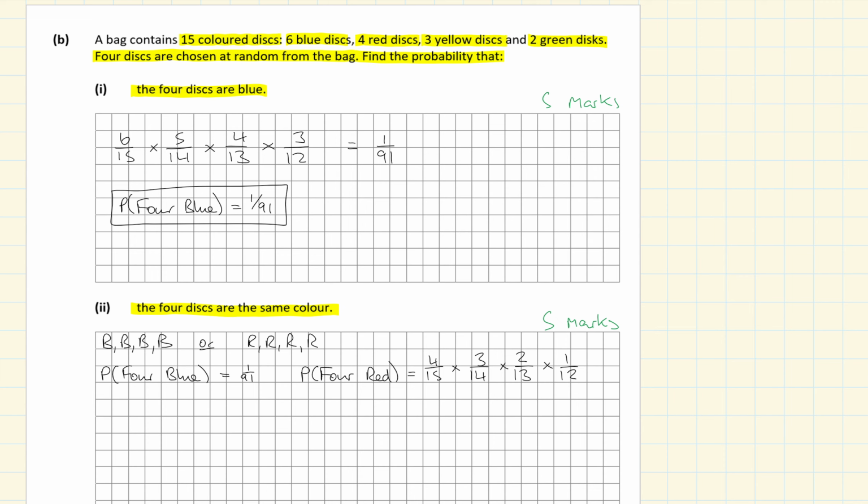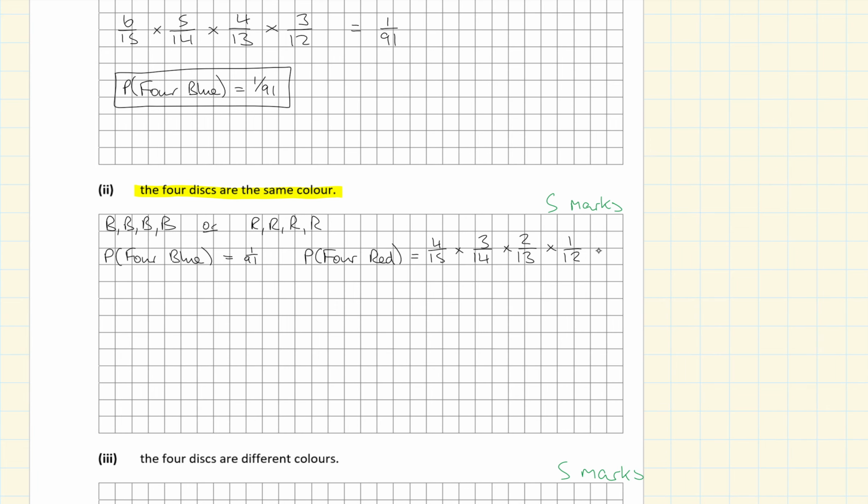We get quite a small number, quite a large denominator, 1 over 1365, and then we're going to add them together. When we see the word or, it means add. So we get 1 over 91 plus 1 over 1365. We'll get 16 over 1365. Okay, that's our answer to part 2.